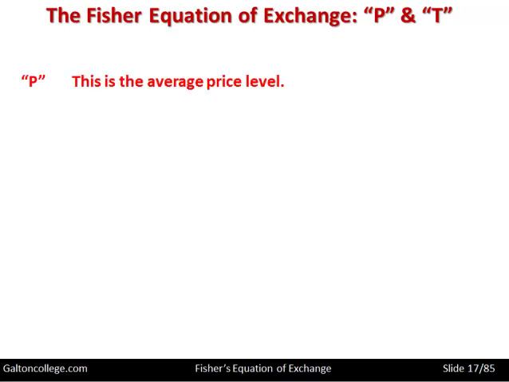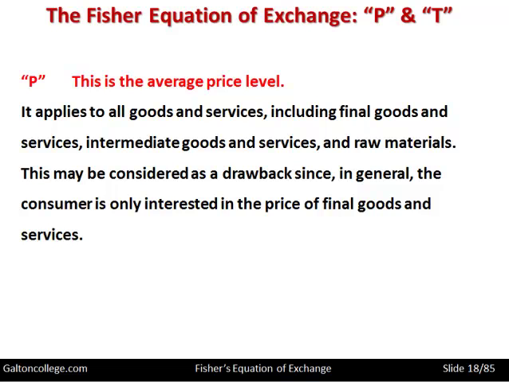Now, P is the average price level. It applies to all goods and services, as I said earlier, including final goods and services, intermediate goods and services, raw materials. It may be considered as a drawback, since in general the consumer is only interested in the price of final goods and services. By and large, we're only interested in what we have to pay. We don't much care about what the producers had to pay or what raw materials cost or whatever. We know they're important, but really what we're interested in is how much we have to pay when we get to the checkout, when we get to the till. So it's an average price level of all the items, and that's what's meant by P in the Fisher equation.